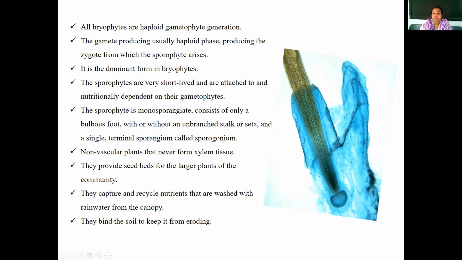The sporophyte is monosporangiate. Monosporangiate means it has only one sporangium. Mono means one; it has only one sporangium containing the spore mother cell. After reduction division, the spore mother cell releases the haploid spores. The sporophytic generation in the thallus of Marchantia, Funaria and Anthoceros, which are members of bryophytes, has different structures, but it has a bulbous foot with or without an unbranched stalk. The stalk, which bears the terminal sporangium containing the spore mother cells, can be branched or unbranched.